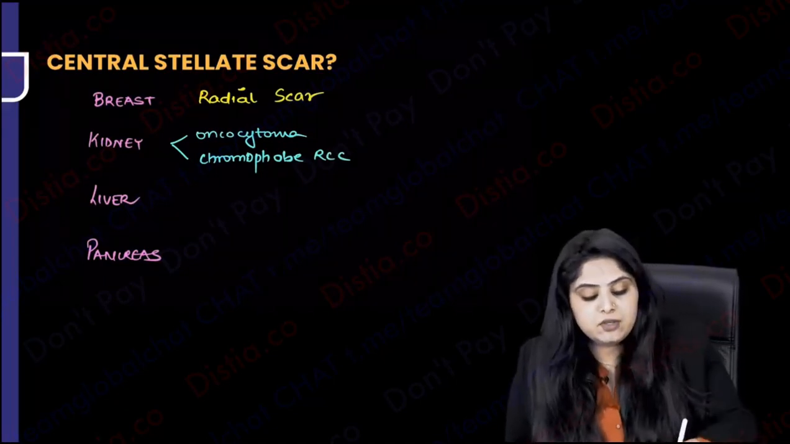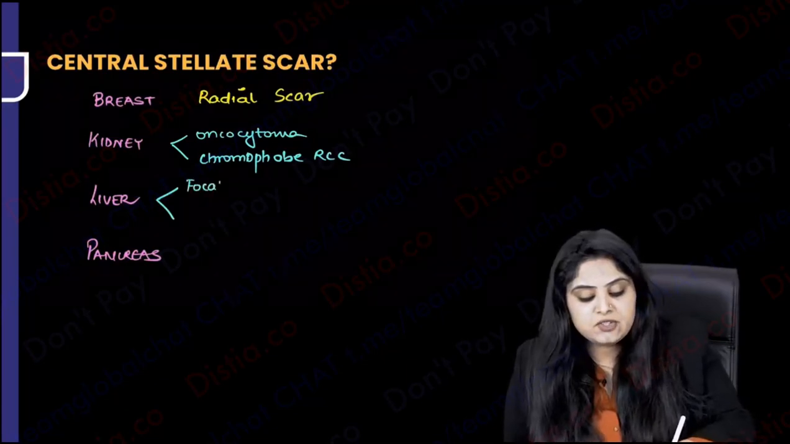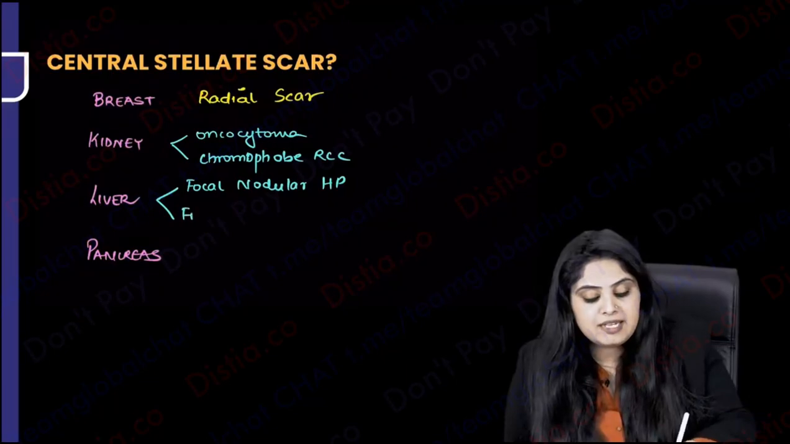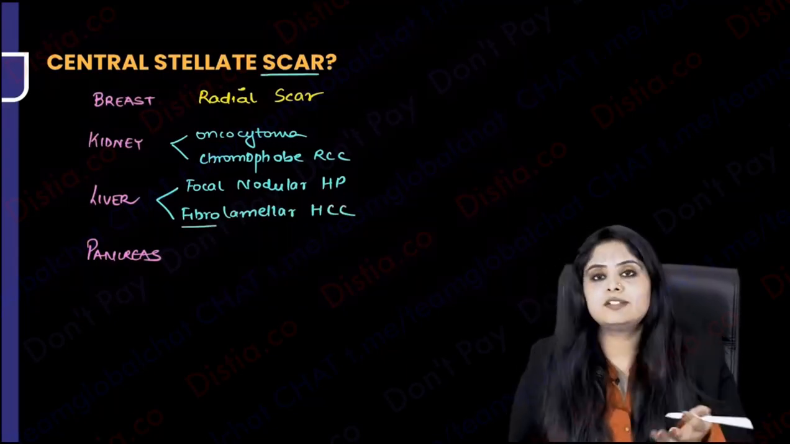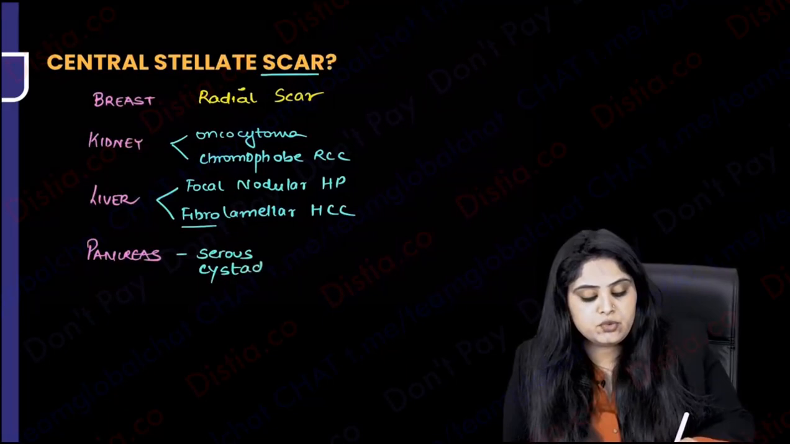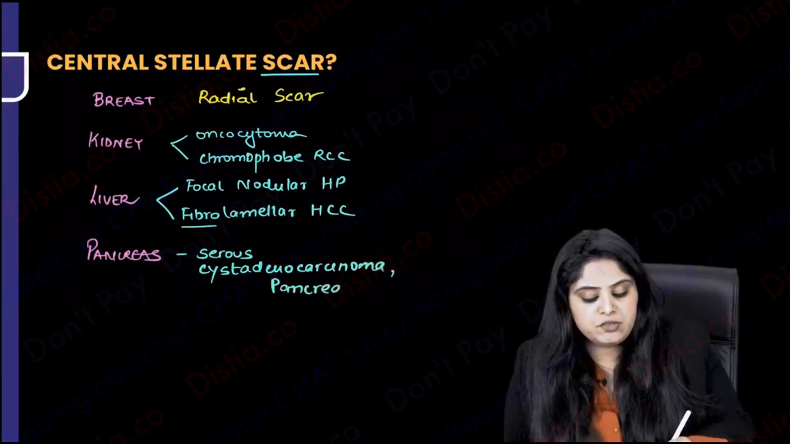Coming to the next, in the liver also there is one benign and one malignant. So the benign is known as FNH, that is focal nodular hyperplasia of the liver. Focal nodular hyperplasia, so hyperplasia is benign. And malignant is a cancer known as fibrolamellar HCC. Fibrolamellar HCC, again, the word fibro tells you that a scar is going to be formed. In the pancreas, it is serous cystadenocarcinoma that tends to show you a central stellate scar.